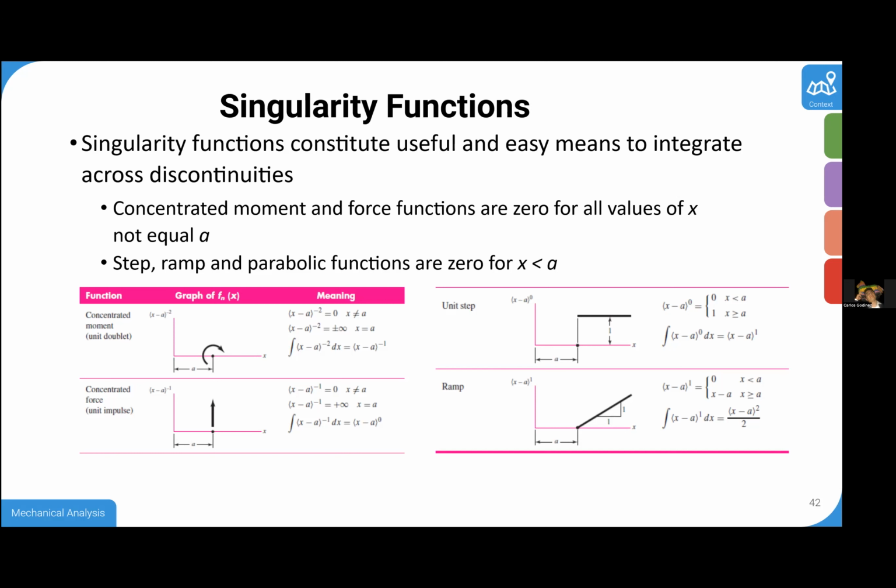You go from that to a concentrated force, like a unit impulse. Integrate that, you get to a unit step. So this would be for a distributed load, and then integrate that, and you get to a ramp. And so this would be for a ramping up load.